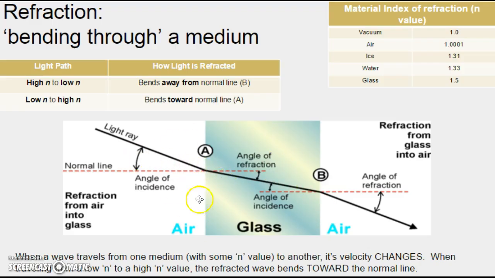I want to look here at the boundaries. Here I have air, and here I have glass. And I have light, right? Light is a wave, and we can study any wave by studying light as it refracts through a medium.